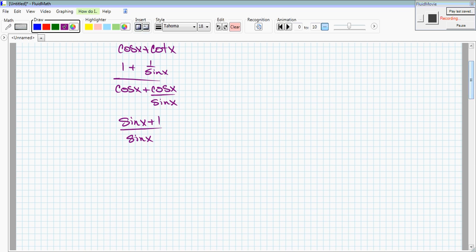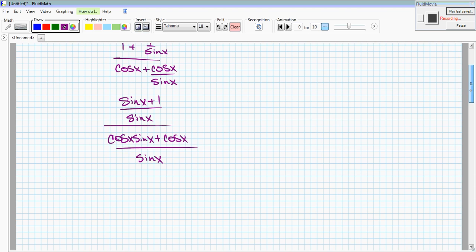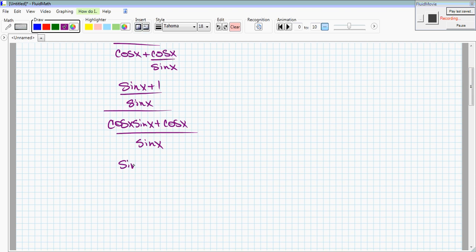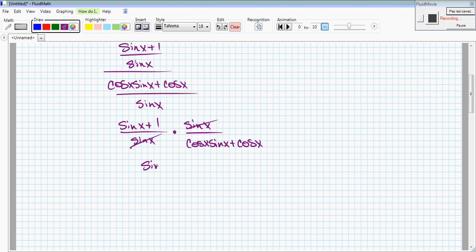In the denominator, we need to multiply cosine of x by the sine of x over the sine of x, which gives us the cosine of x times the sine of x plus the cosine of x over the sine of x. Now that we have a single fraction, both the numerator and the denominator, we simplify by multiplying the numerator by the reciprocal of the denominator. So what we get is the sine of x over cosine of x times the sine of x plus the cosine of x. Alright, so these cancel, and here's what we're left with.